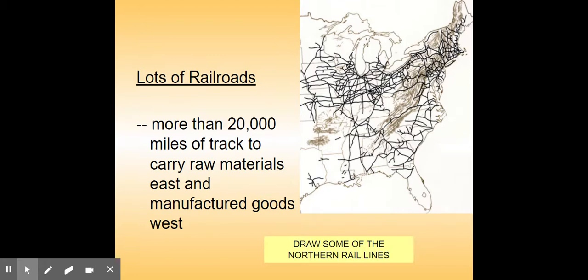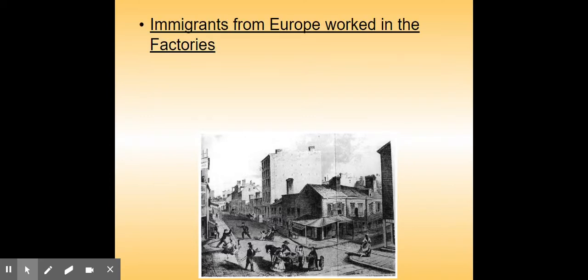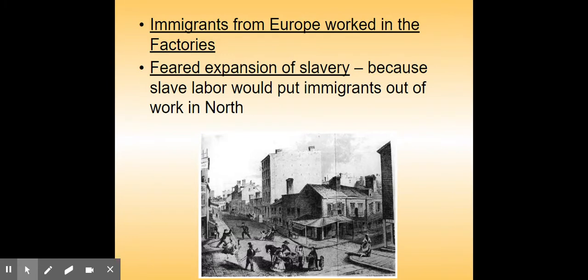The other thing that the North is known for is its workforce. Its workforce is made up of immigrants. Think Ellis Island in New York, a lot of immigrants coming into the northern part of the country. The South, and we're going to talk more about this when we get into the Civil War, is very quick to point out that the North doesn't like slavery. In fact, the North is very much concerned about the expansion of slavery.